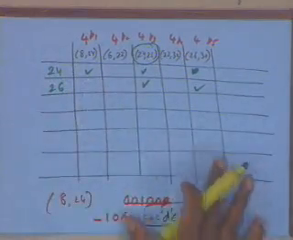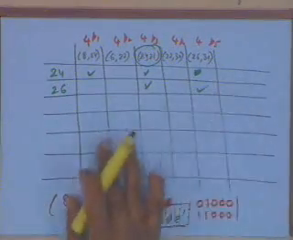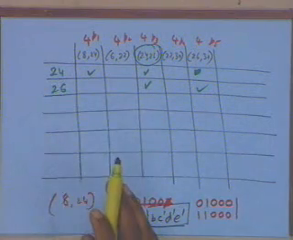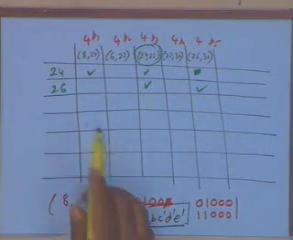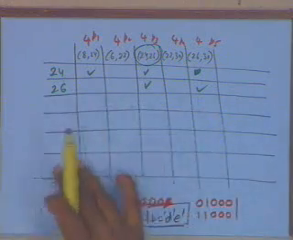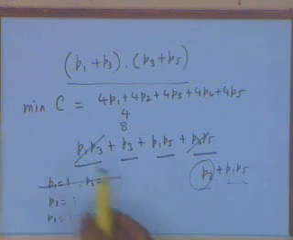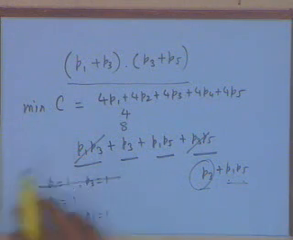I have a cover table which does not contain the essential prime implicants, but I have my minterms which are uncovered by the essential prime implicants. Then I perform this particular minimization and I get a final solution, and in this case the solution that I get is the cost is.